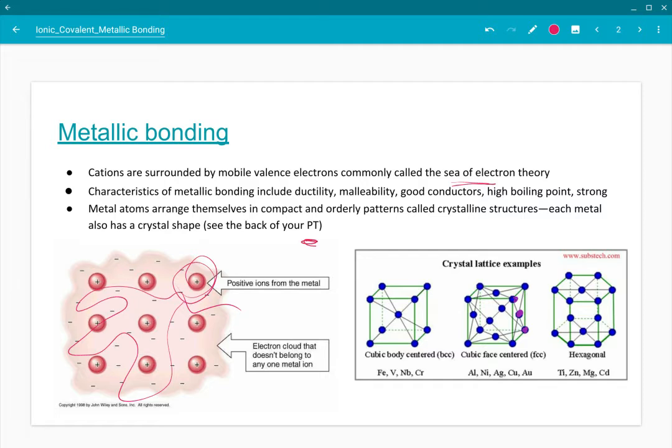If you look on the back of your periodic table, you'll see examples like this next to the elements. You'll notice iron has a body-centered cubic structure. We have an atom in the middle, and then each corner has an atom. Notice the face-centered cubic structure of aluminum: you have an atom on each face plus the corners. Titanium and zinc have hexagonal structures, and there are other structures as well.